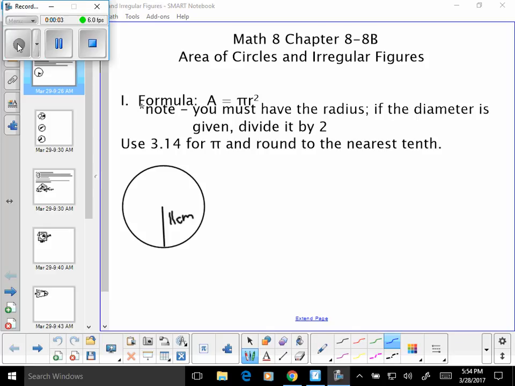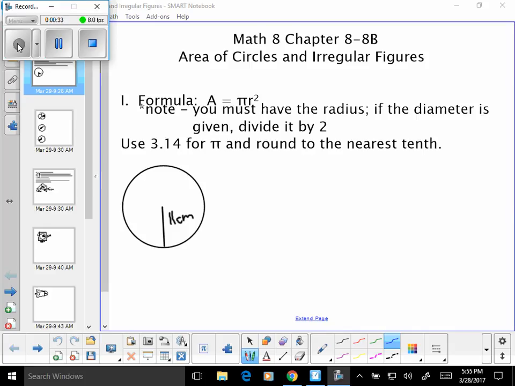We are working through chapter 8-8b, the area of circles and irregular figures. And this set of irregular figures will contain either circles or semicircles. We have only one formula for the area of a circle, and that is A equals pi r squared. Notice that the formula does say r, therefore you must have the radius.